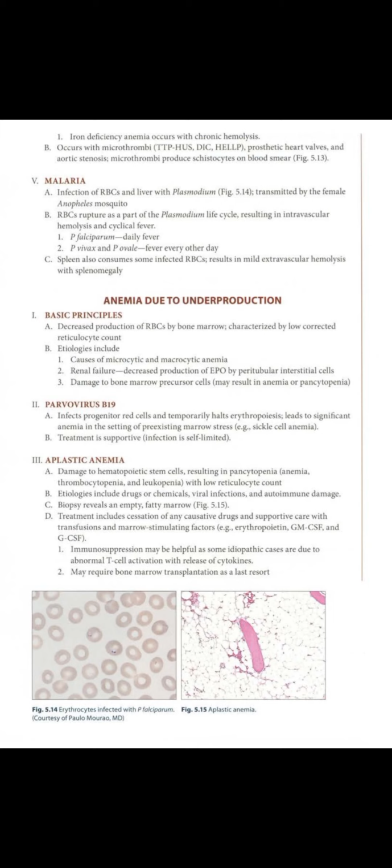Immunosuppression may be helpful, as most idiopathic cases are due to abnormal T cell activation with release of cytokines. May require bone marrow transplantation as a last resort. Myelophthisic process: a pathologic process, for example metastatic cancer, that replaces bone marrow. Hematopoiesis is impaired, resulting in pancytopenia.